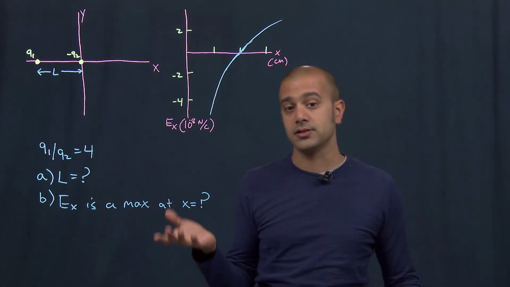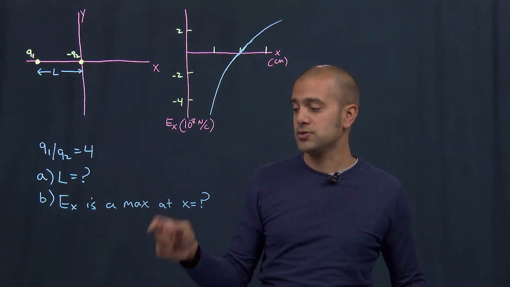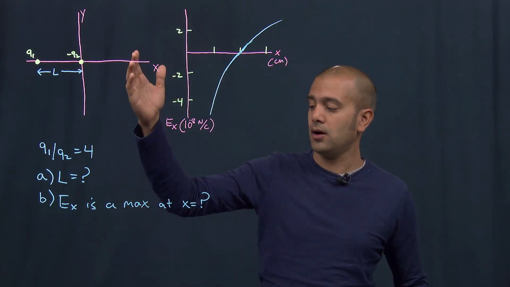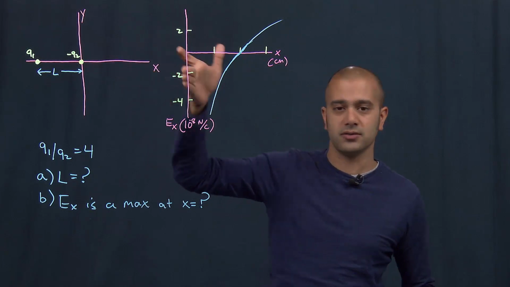What we're asked to find is the separation distance of the two charges, L, and we're also asked to find what is the maximum of the electric field, or rather, where is the maximum of the electric field on the positive x-axis? So where does that occur?